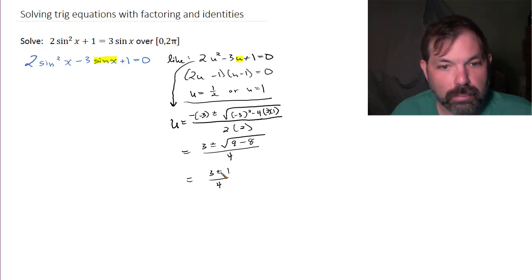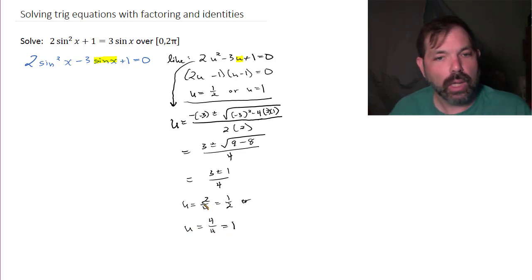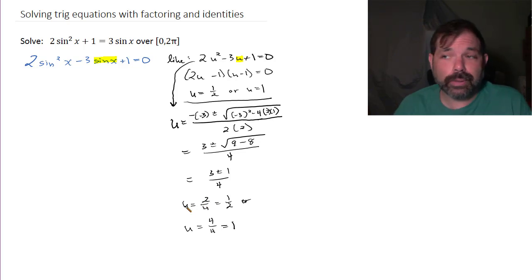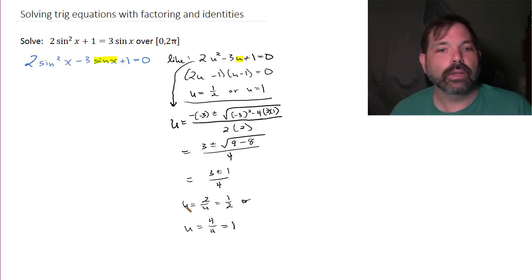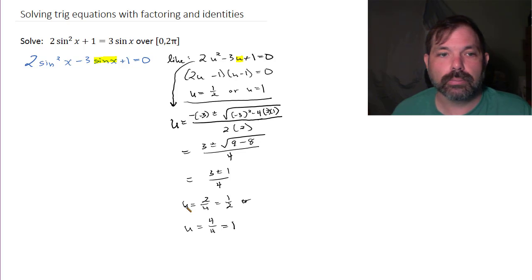Alright, now 3 minus 1 is 2. 2 over 4 is 1/2. Or 3 plus 1 is 4. u equals 4 over 4, which is 1. The same two values, just a different way of getting it. And of course, if you're good at factoring, I think the factoring's easier. If you're not good at factoring, the quadratic formula works, it takes a few more steps, more chances for arithmetic errors.